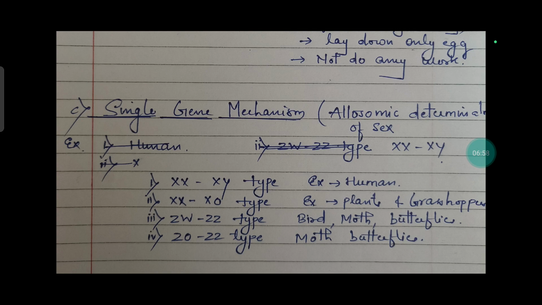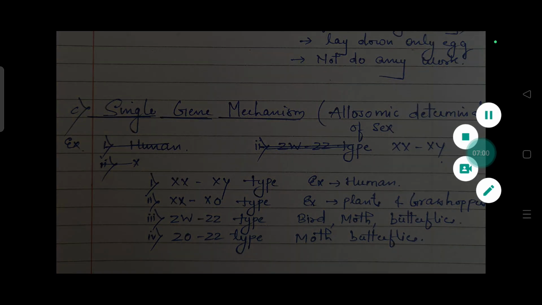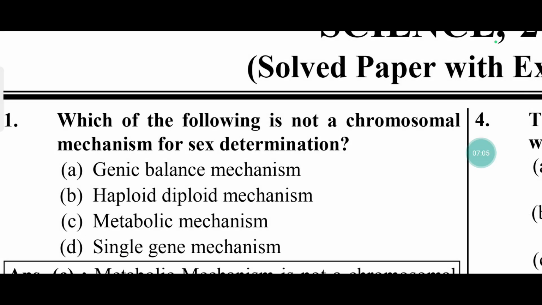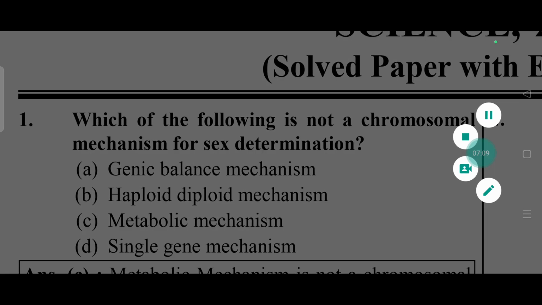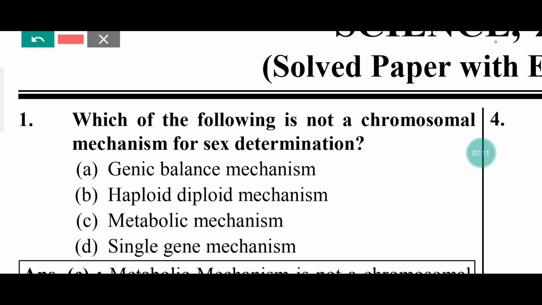So these are the sex determination types. Three theories are there in sex determination. Now come to our question. According to our question, the first option is the genic balance mechanism. We have seen that the balance mechanism is a chromosomal mechanism for sex determination. The question is asking for the one that is not. The haploid diploid mechanism is also a chromosomal mechanism. The single gene mechanism is also a chromosomal mechanism. So option C will be the right answer for this question.